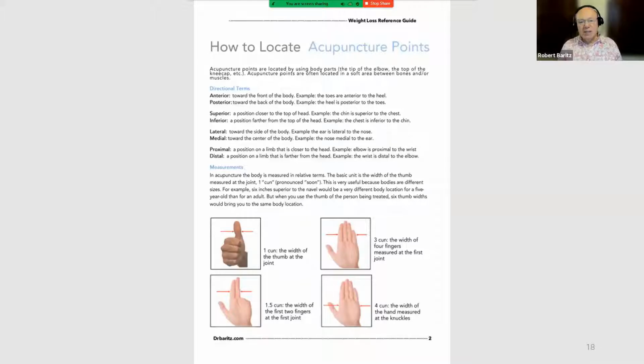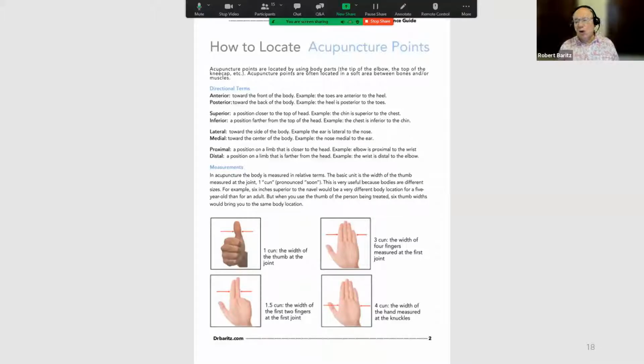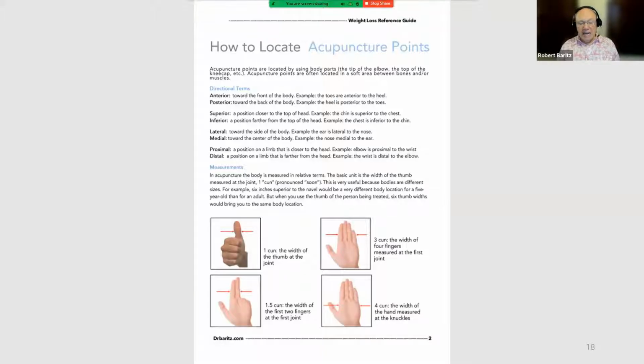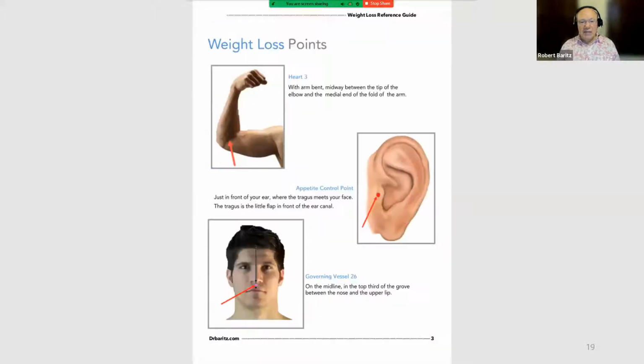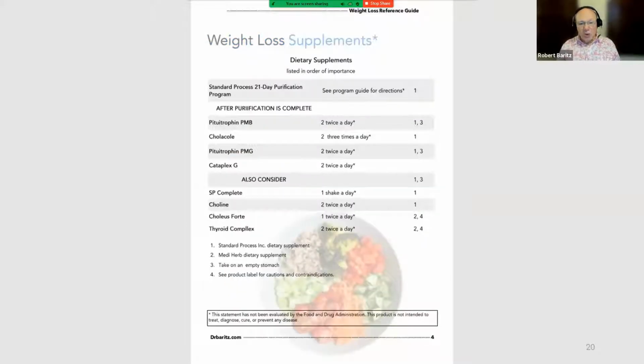Okay, so because these are acupuncture points, people have to know certain things about anatomy, anterior, posterior, how to measure things. It's all covered in here. These are the weight loss points. I'm going to cover those in detail. These are the weight loss supplements. I'm going to cover those in detail. You can see I start with the standard process program.